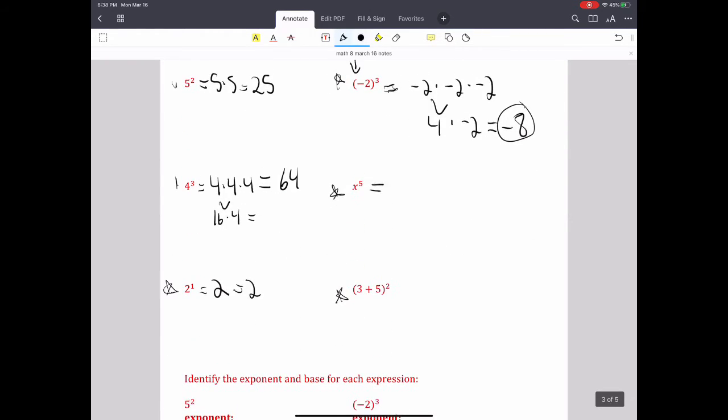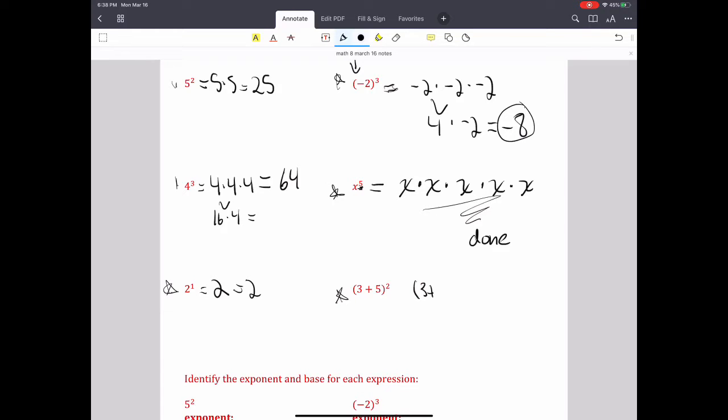Tricky one here, x to the 5th. We don't know what x is. It does represent some number. And since the exponent is 5, we know that it'll be x times itself 5 times. And since we don't know what x is, we're done there. Can't go any further.